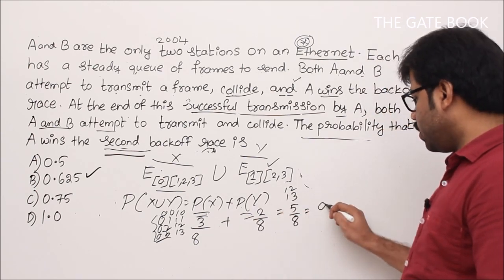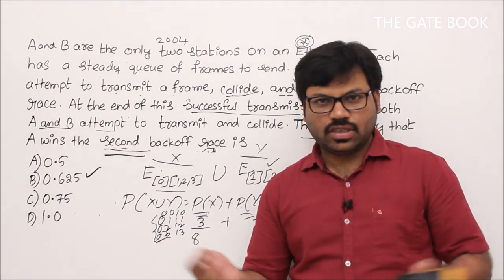If you simplify it, again you get 0.625. So that's why option B is the right choice. Okay.